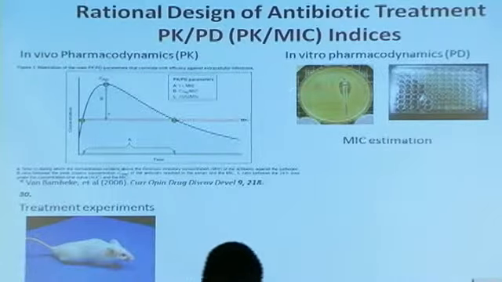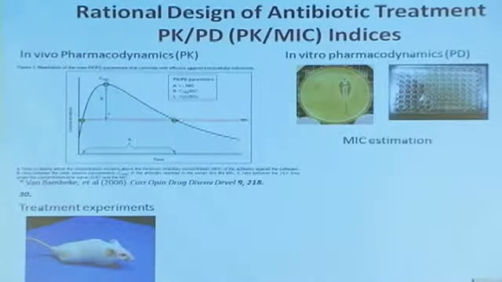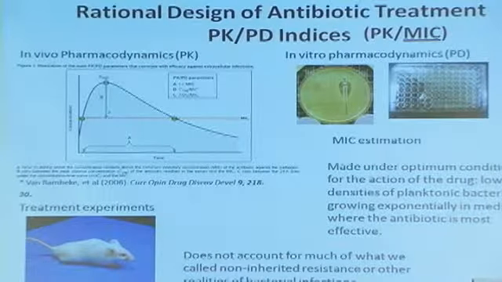This is essentially the primary measure of pharmacodynamics, the minimum inhibitory concentration, and then there are experiments in mice. So this is the sort of approach being used in the attempt to get a rational way of determining dose and so on.